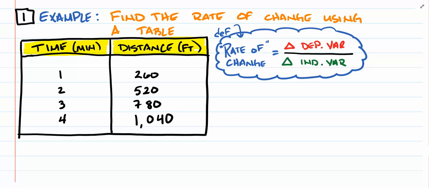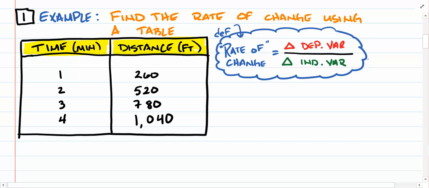Okay, box number 1 is an example. It says find the rate of change using a table. So I have time in minutes and I have distance in feet. And this is the distance that a marching band marches in a minute. So what we want to do is remember the definition for rate of change. It is the change in the dependent variable divided by the change in the independent variable. This little triangle here means change in, it comes from physics, the delta.